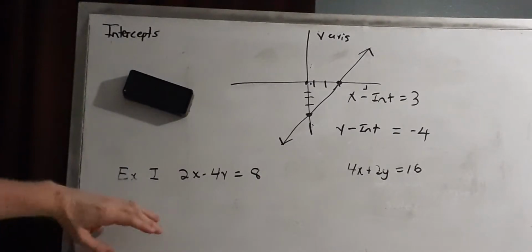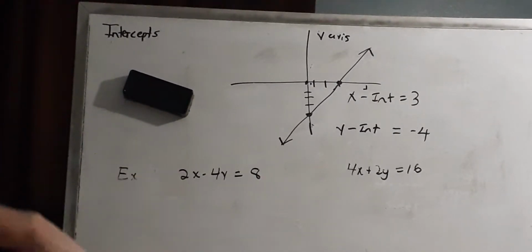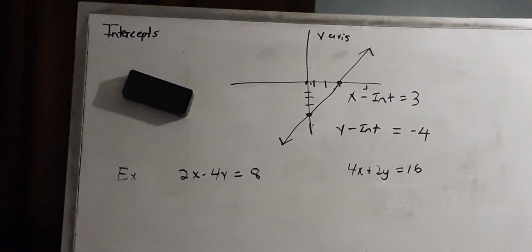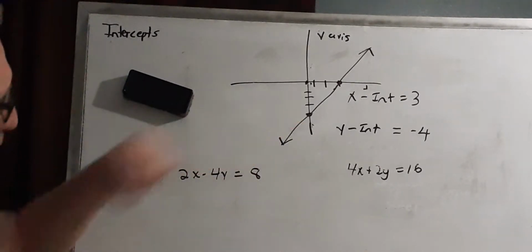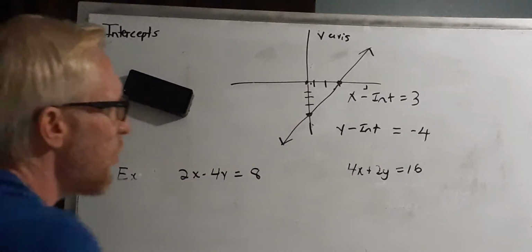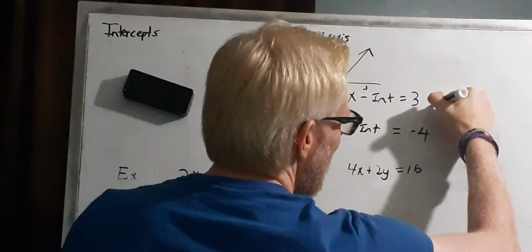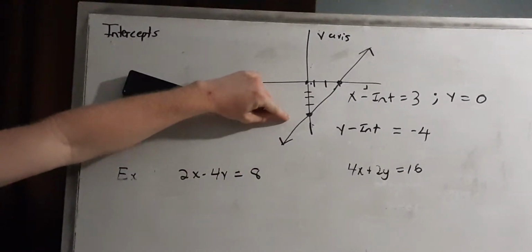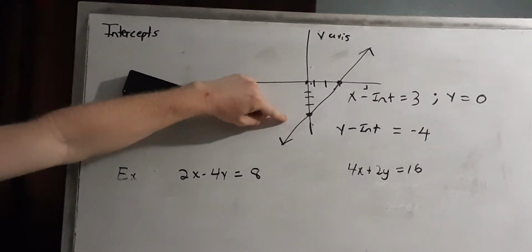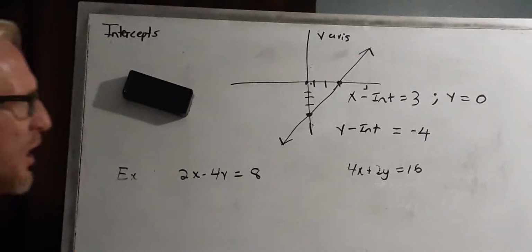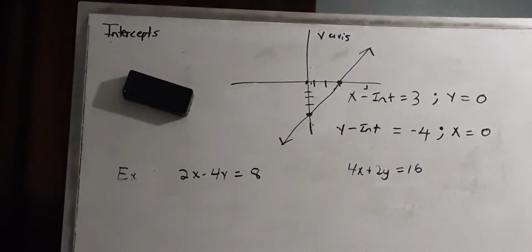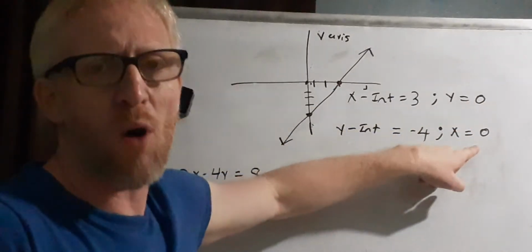Before we go into the next example, which is how we do it in an equation, I want you to take a look at something real quick. Notice that the x-intercept is 3 because it's specifically at 3 where the graph touches the x-axis. So when we have an x-intercept, we say that y equals 0. And if you look at the y-intercept, it touches at -4. And because it's crossing the y-axis at -4, we say that x equals 0. So whenever we're working with intercepts, if we're looking for an x-intercept, y equals 0. If we're looking for a y-intercept, x equals 0.